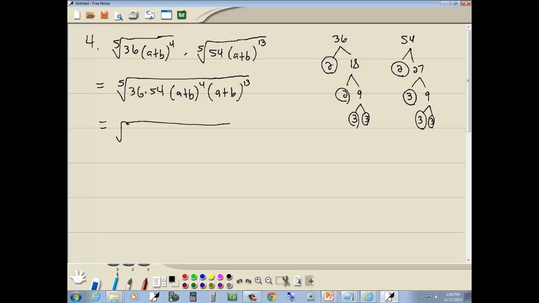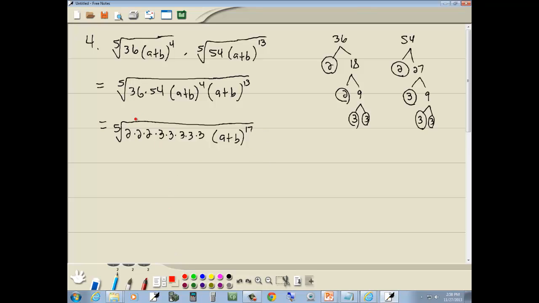So let's see what in the world we have. Okay. How many 2's do we got total? 1, 2, 3 2's. And then how many 3's? We got 1, 2, 3, 4, 5 3's. Okay, now a plus b. We got 4 here, we got 13 of them, so we got 17 total.